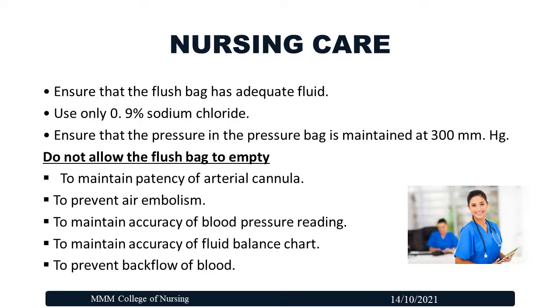Other nursing care: ensure that the flush bag has adequate fluid. Only use 0.9% sodium chloride. Ensure that the pressure in the pressure bag is maintained at 300 mmHg. Don't allow the flush bag to empty. Always check each shift, and when the shift changes you have to re-ensure and check whether the fluid is fully there. This maintains patency of the arterial cannula, prevents air embolism, maintains accuracy of blood pressure reading, maintains accuracy of the fluid balance chart, and prevents backflow of blood.